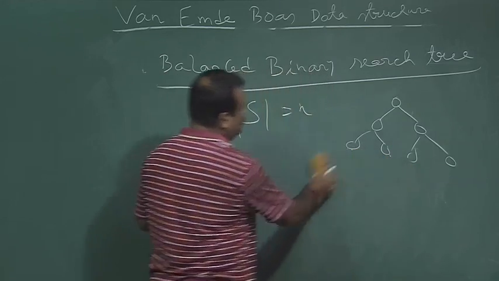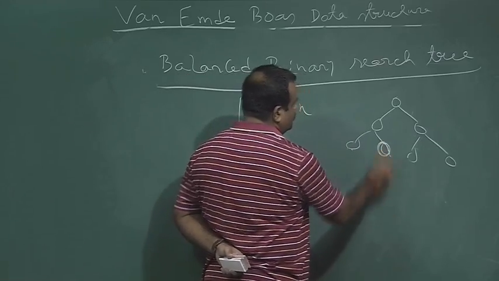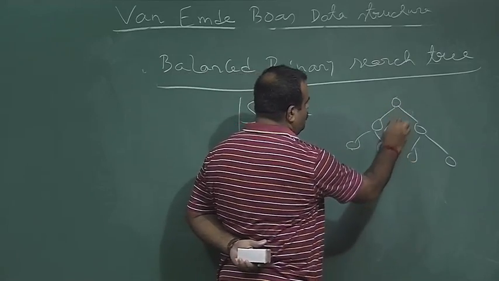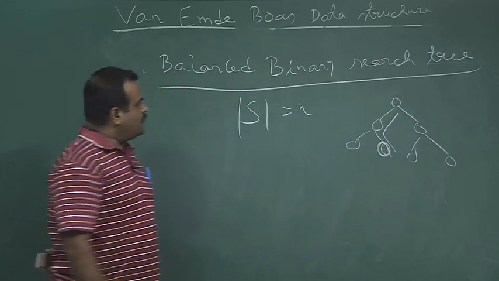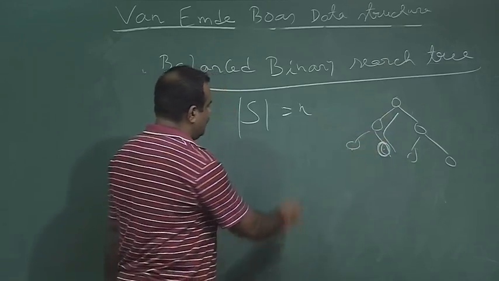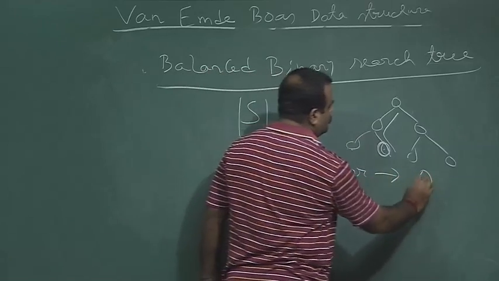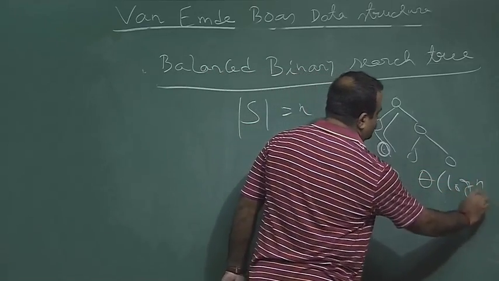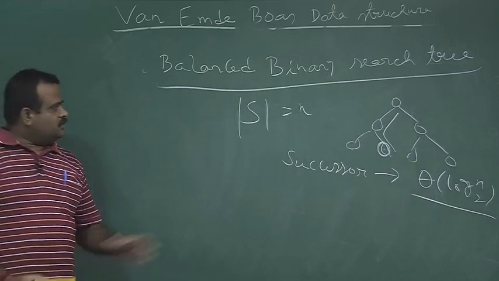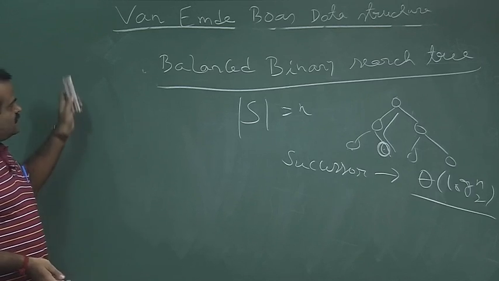Suppose this is a tree and now we want to find the successor for this node. The successor is basically this one. So we have to go from this node up to the root. So the time for the successor is log n base 2, if we use a tree, especially a balanced binary search tree.